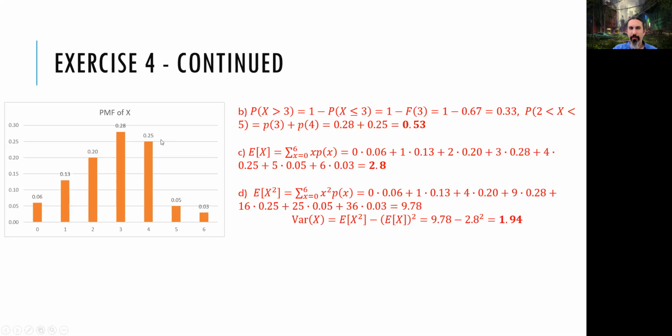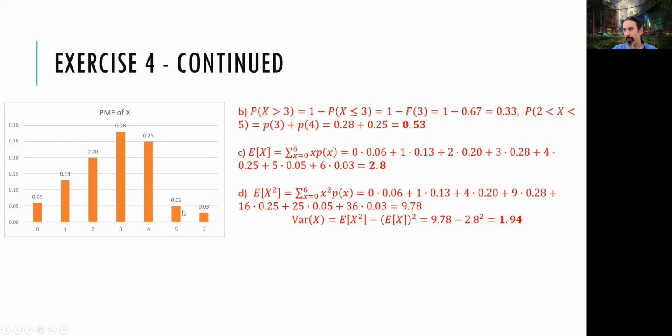0.28 plus 0.25. And then the expected value, okay, just multiply these probabilities with their corresponding outcome values, and then add them together, as you can see, 2.8.